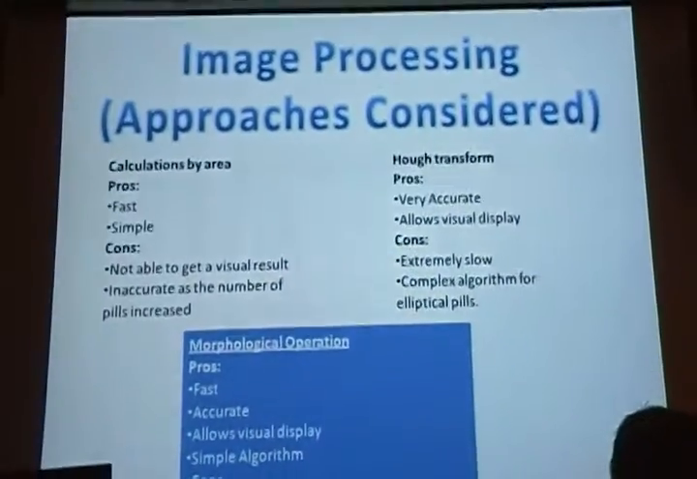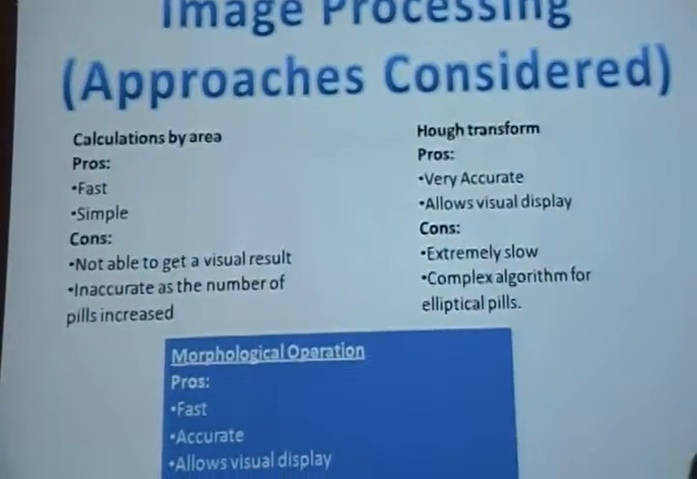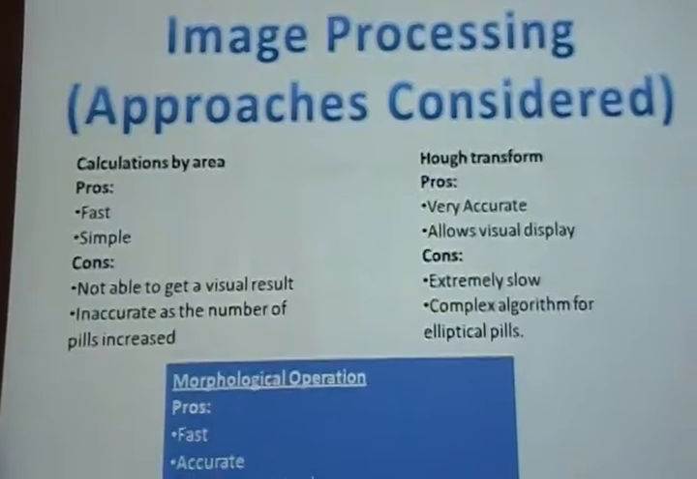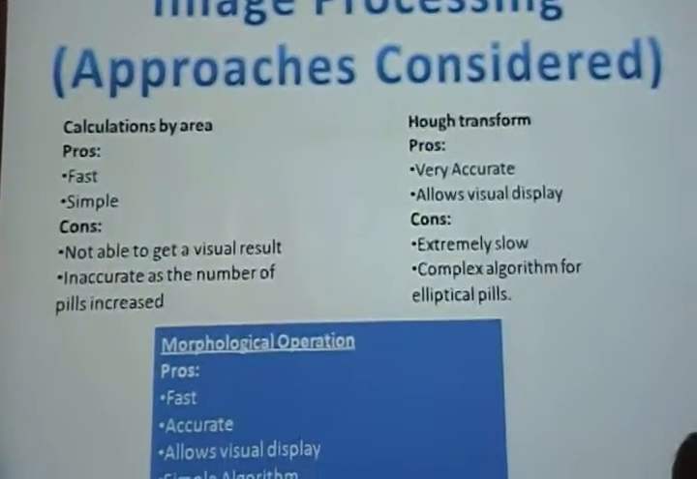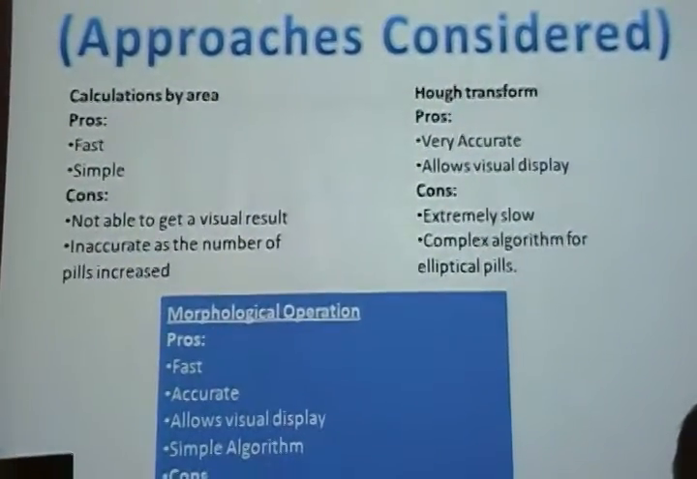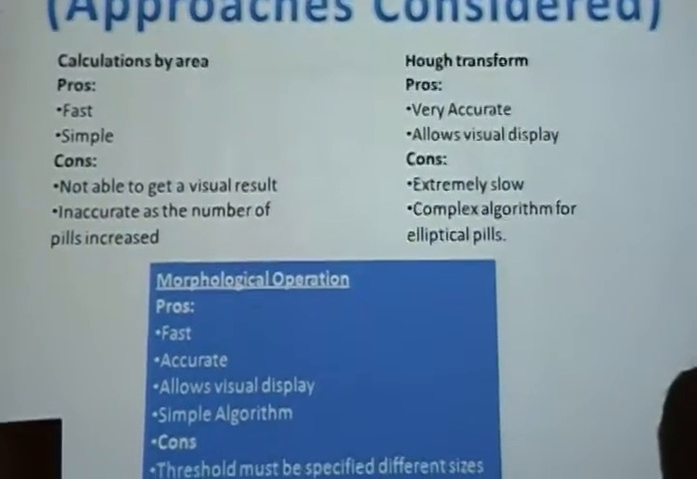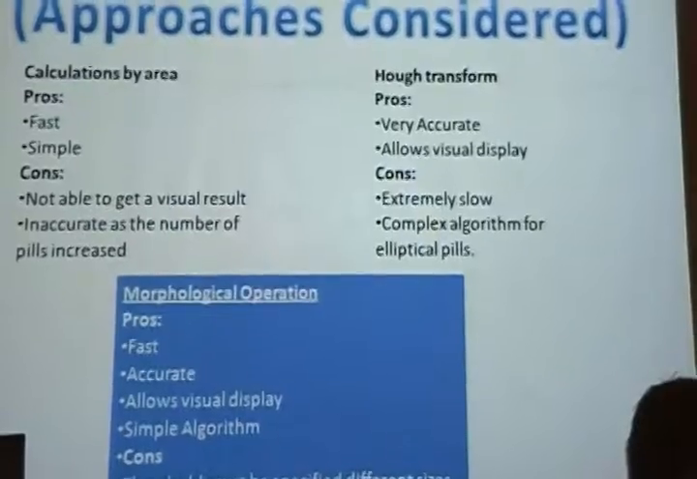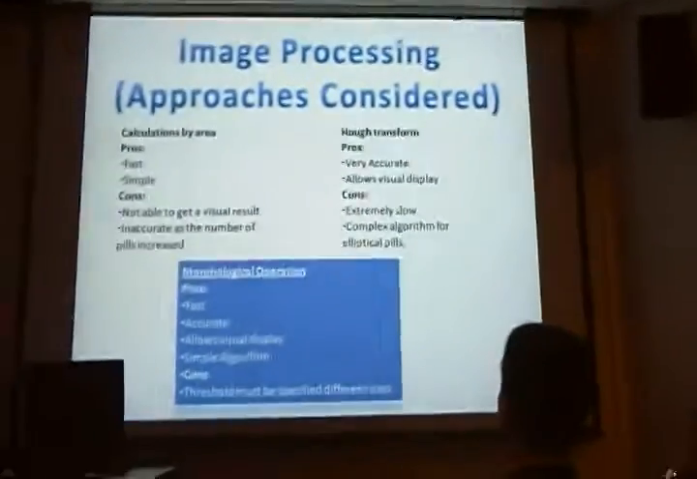Then we approached the Hough transform method, which was very accurate, and it allowed us to have a visual display, but it was extremely slow because of the high number of iterations, and when we tested for more than 10 pills, the program would crash. And also because of the complex algorithm for elliptical pills.